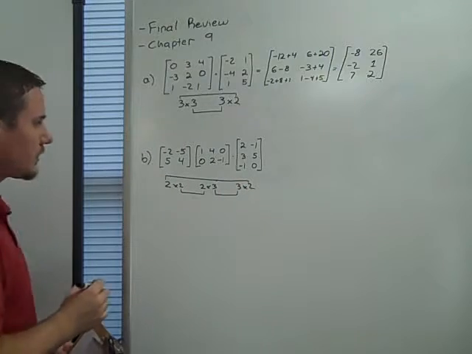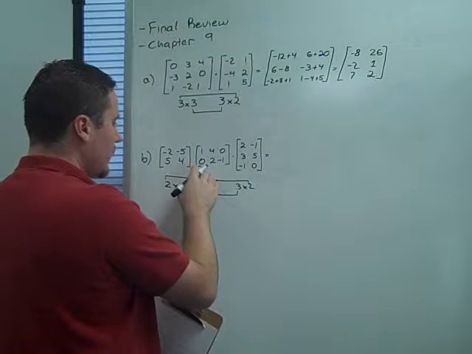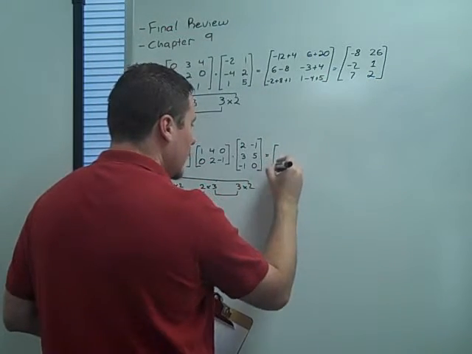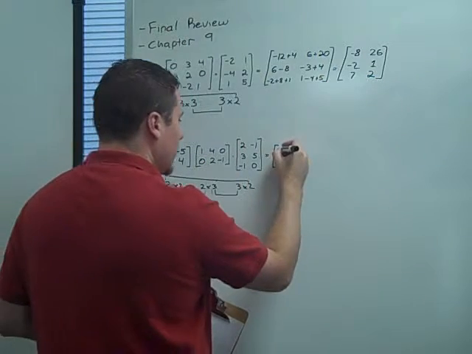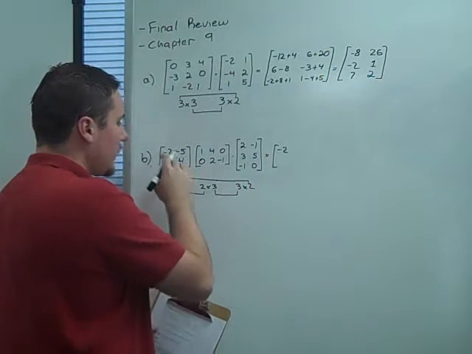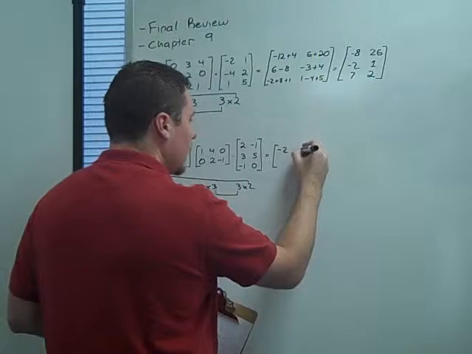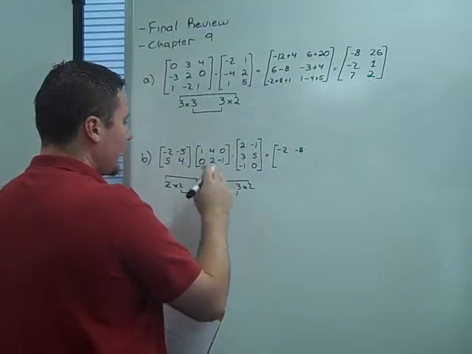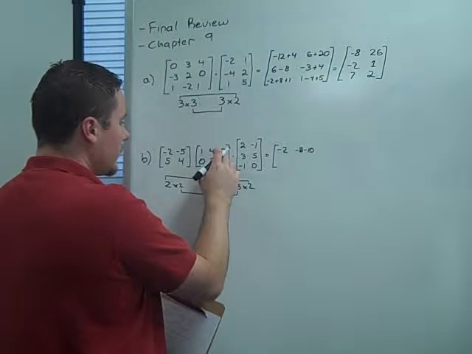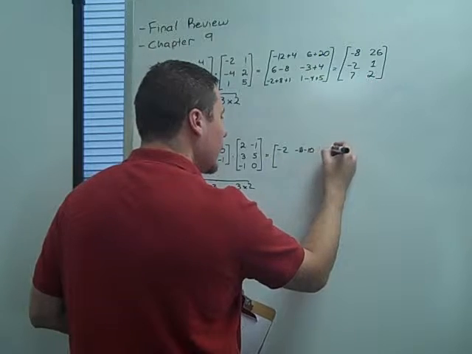Now let's do the first multiplication, which is going to be the 2 by 2 and the 2 by 3, which is going to give us our 2 by 3. So negative 2 times 1 is negative 2. Negative 5 times 0 is 0, so we don't write it. Negative 2 times 4 is negative 8. Negative 5 times 2 is negative 10. Negative 2 times 0 is 0. Negative 5 times negative 1 is 5.